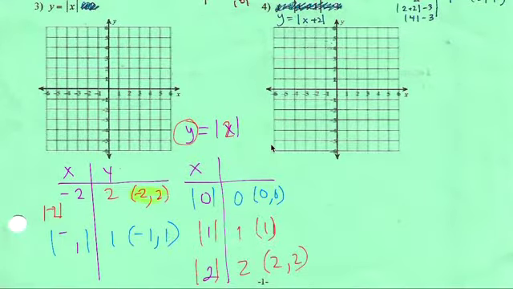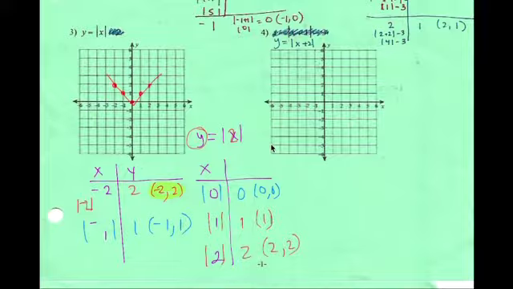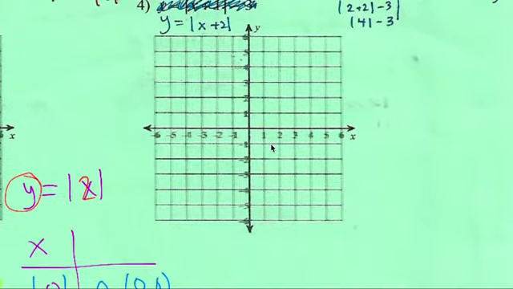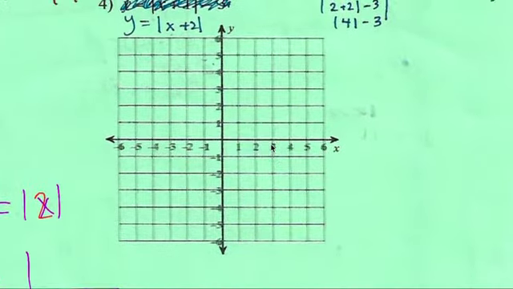One at a time. -2, 2. -1, 1. 0, 0. 1, 1. 2, 2. Notice you have that V we want. Same thing here, graphing that. You input x, you get out your answer y.